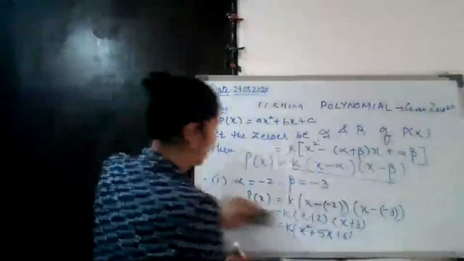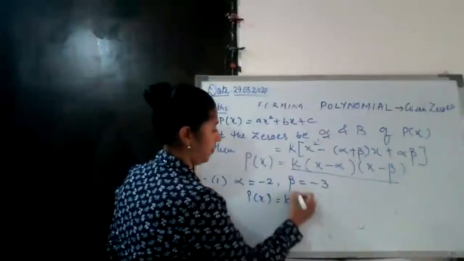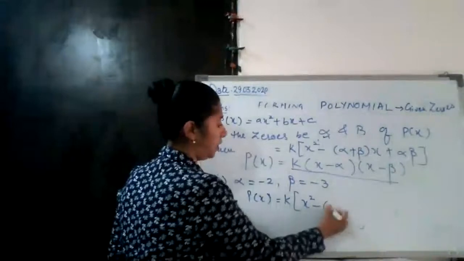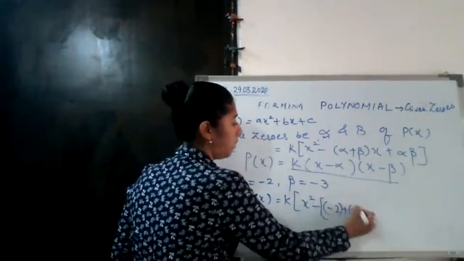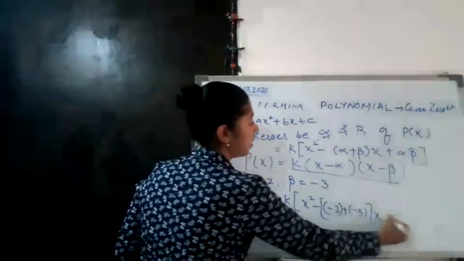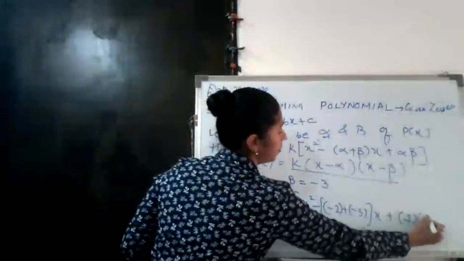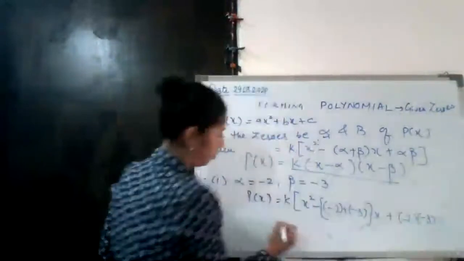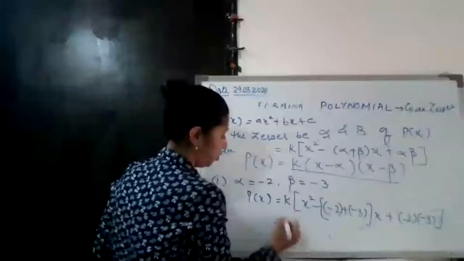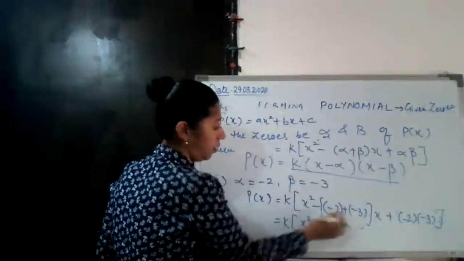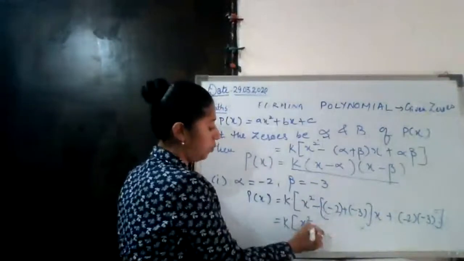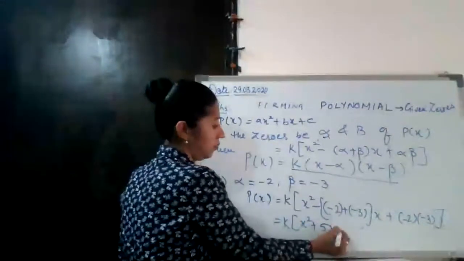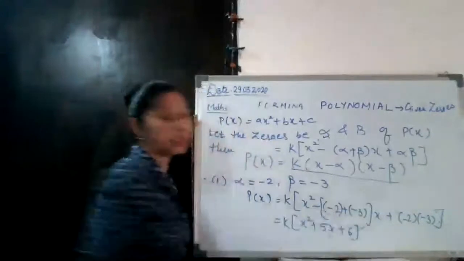So if I use it here this way, then how will I write this? It is k times x square minus 2 plus minus 3 times x. Okay, so what do I get? So k times x square minus 2 minus 3. It becomes minus 5 into minus, so plus 5x plus 6. I hope it's clear.